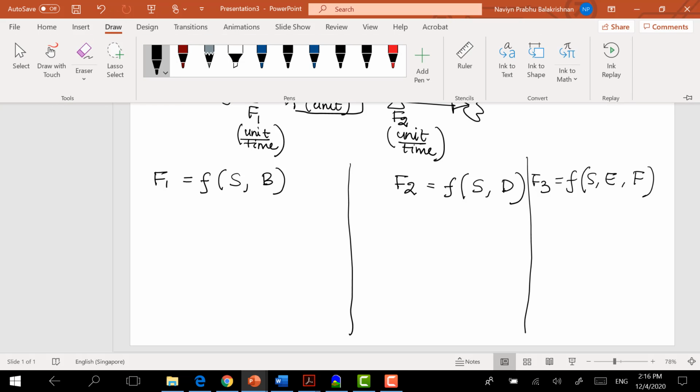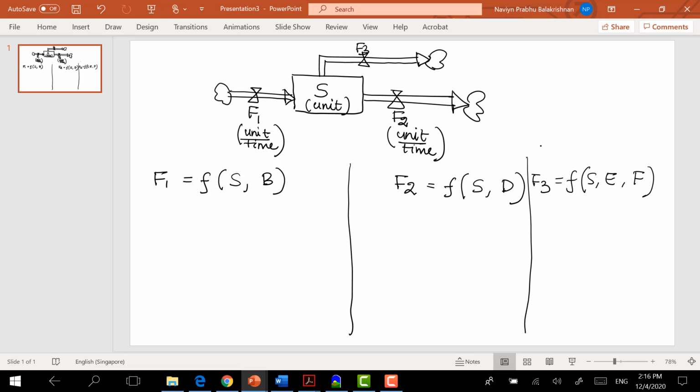So the unit for the stock is unit, then the unit for a flow will be unit per time. So F1 is unit per time, F2 is also unit per time, and F3 is also unit per time. Just recall our discussion on stocks and flows. Then let's come to F1.